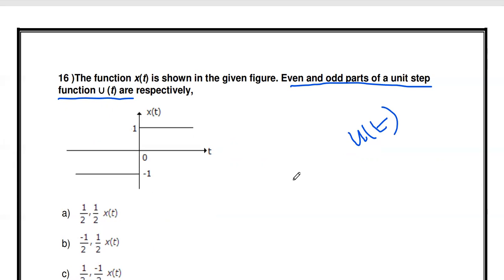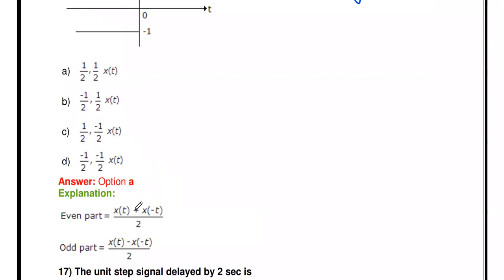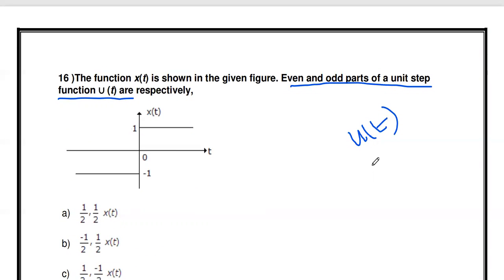So how can you calculate the even part? The even part is calculated by x e of t equals x of t plus x of minus t divided by 2. The odd part is x of t minus x of minus t divided by 2. We may calculate this even and odd part using the graphical method also. So first you see, this is the u of t signal.